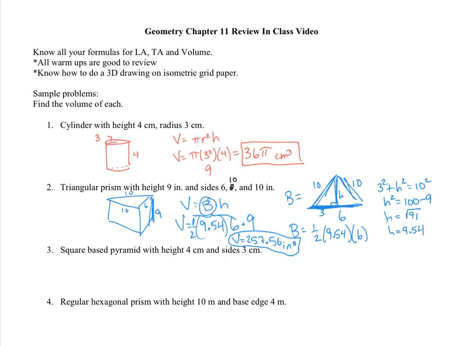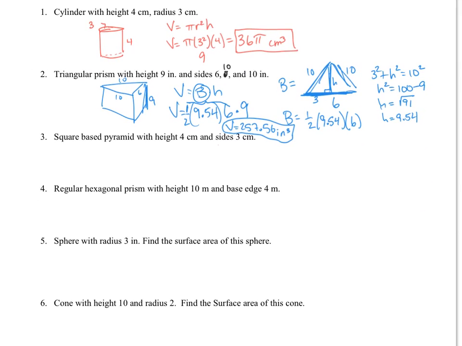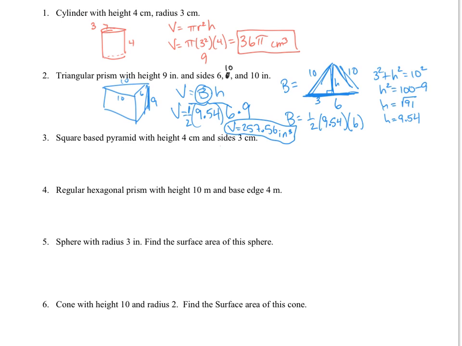All right, moving on to the next question. We have a square-based pyramid, and on our square-based pyramid, we have a height of 4 and sides that are 3. So we end up with this kind of square-shaped based pyramid like that. And on this, the sides are all 3, and the height of the pyramid itself, the height inside, is 4.